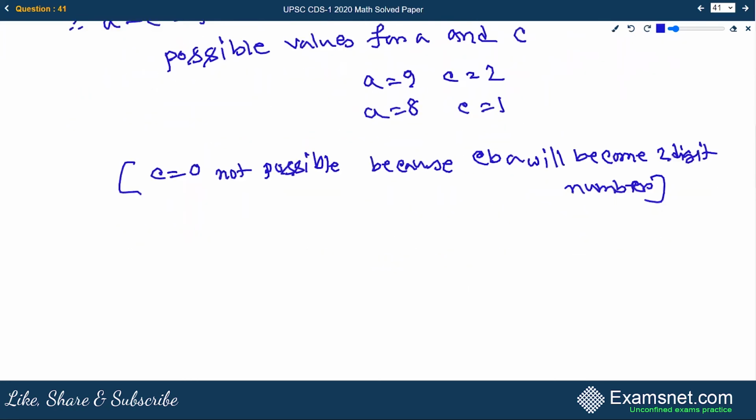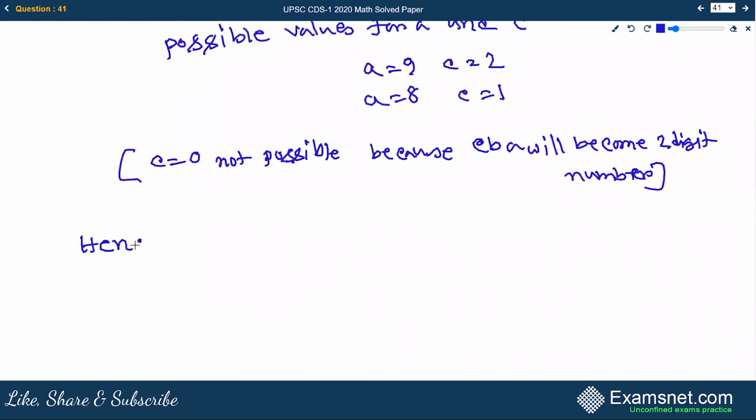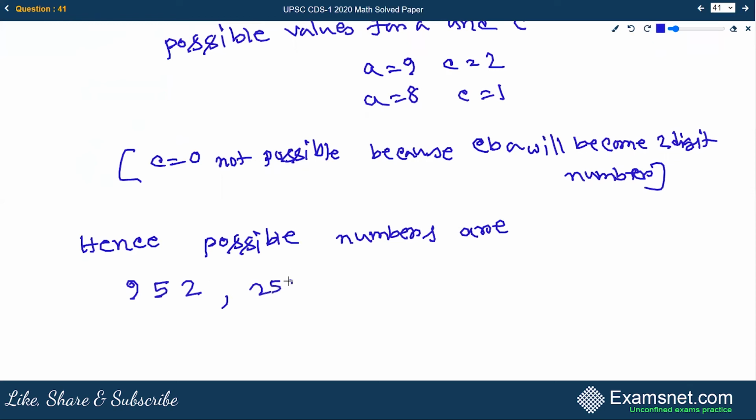So hence the possible numbers are those divisible by 7, with 9 in place of a and 2 in place of c. The possible number 952 is divisible by 7. Okay, also 259 is divisible by 7. Obviously the reverse number will be 259, and 861 is divisible by 7. So the reverse number is 168. These are the possible 4 numbers.